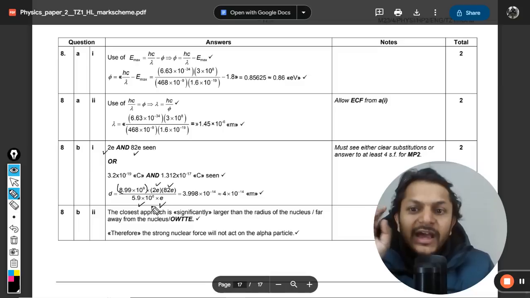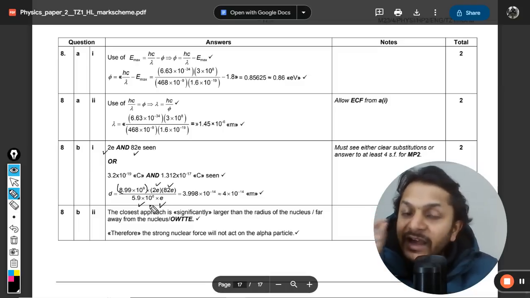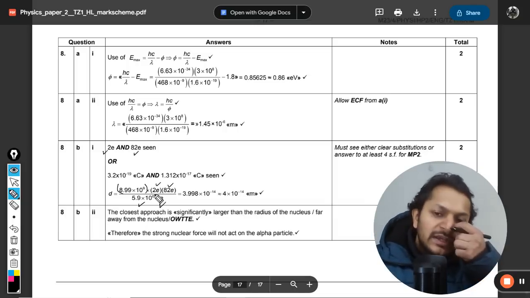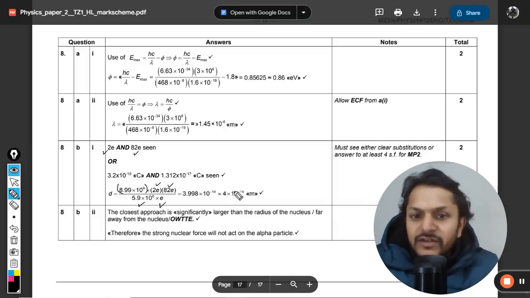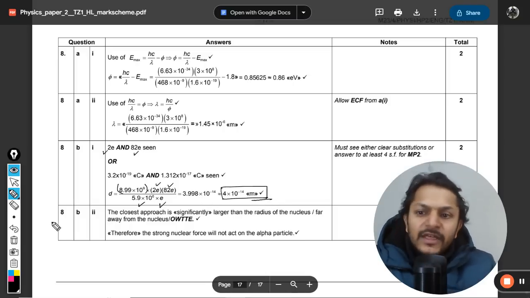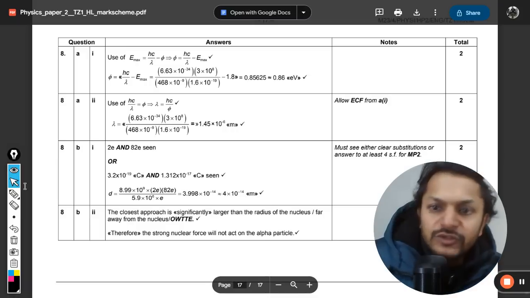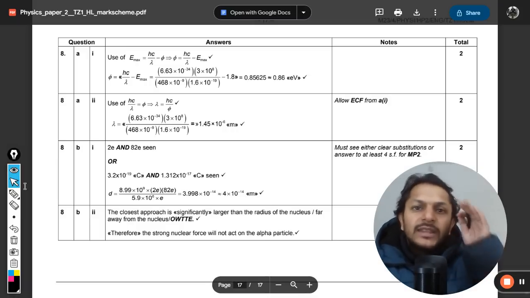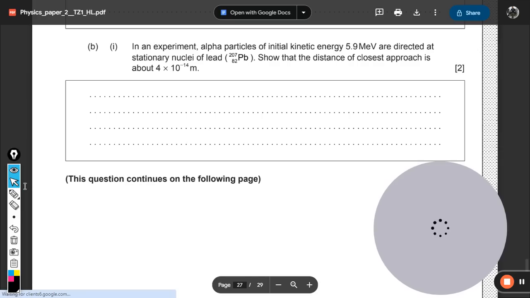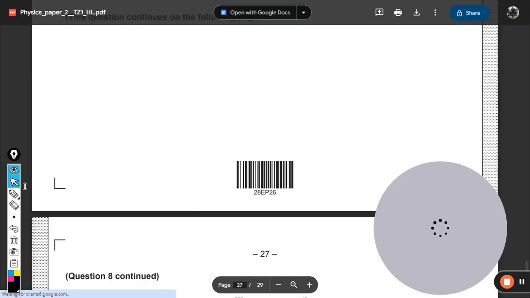So they have done exactly the same thing that I had written, and you can now just take up your calculators and calculate that value that I have given you. The value is coming out to be equal to 4 into 10 power negative 14 meters. So this is how we do this question. So 8b1 is also done. Let us now move to 8b2 and see what is the next question.